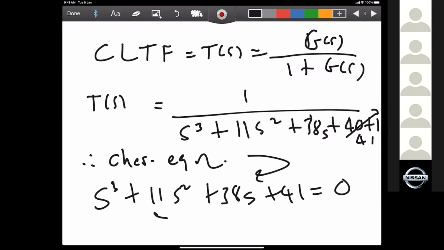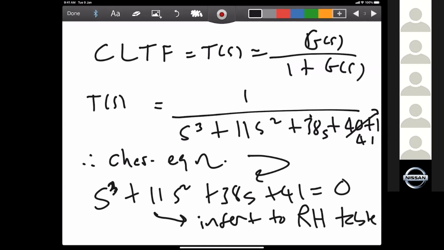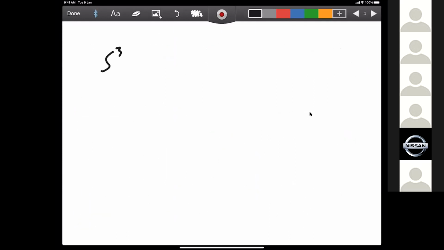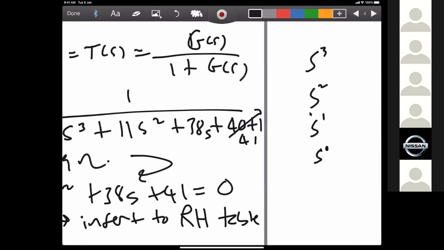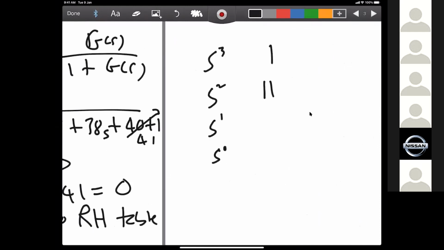And these values are inserted into the Routh table. Remember the Routh table? Do you remember? Nuliana, Izati, remember the Routh table? Yes, doctor. S cubed: 1, 38. S squared: 11, 40 plus K.